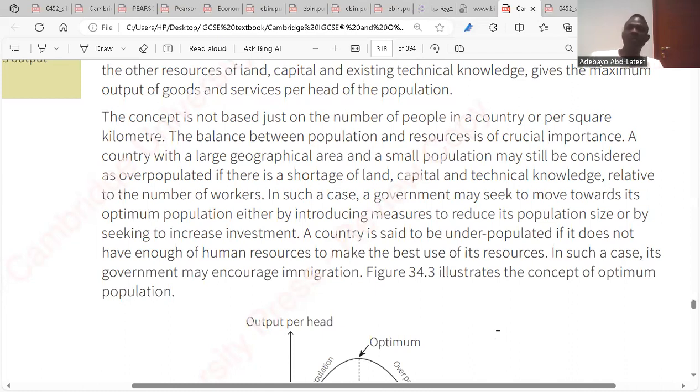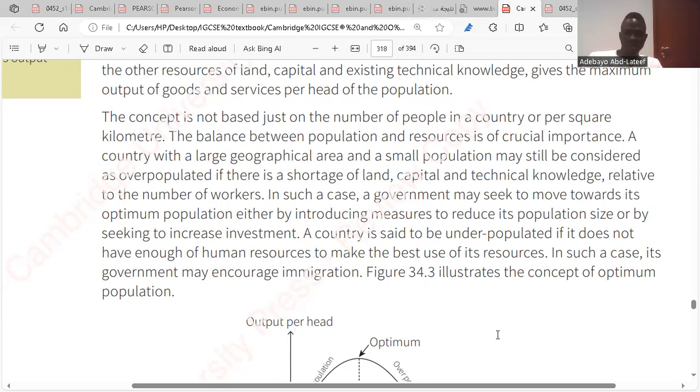For example, Libya has a large land but a small population, though I don't know about the resources. Libya will not be considered overpopulated. It is underpopulated, because there are more resources than population.